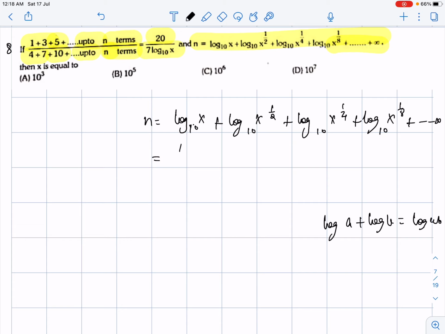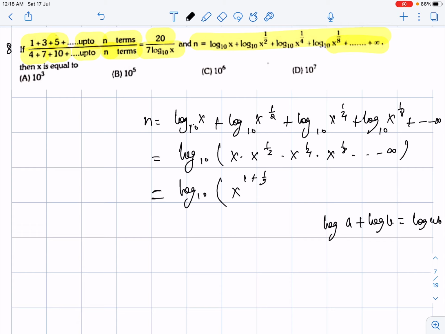So what can be achieved by us over here? Log base 10 of x times x power 1 by 2 times x power 1 by 4 times x power 1 by 8 goes on up to infinity. Then, if we have the same base, we may add the powers. So it will become x to the power 1 plus 1 by 2 plus 1 by 4 plus 1 by 8 goes on up to infinity. And finally it will become log base 10 of x to the power a upon 1 minus r.